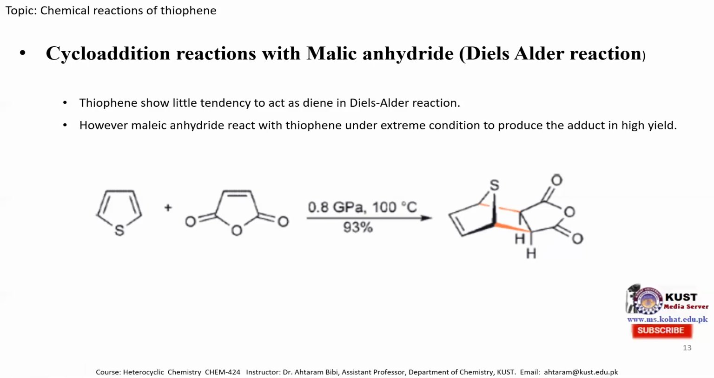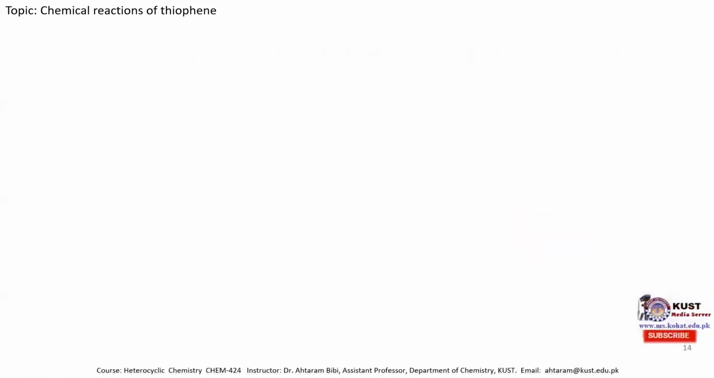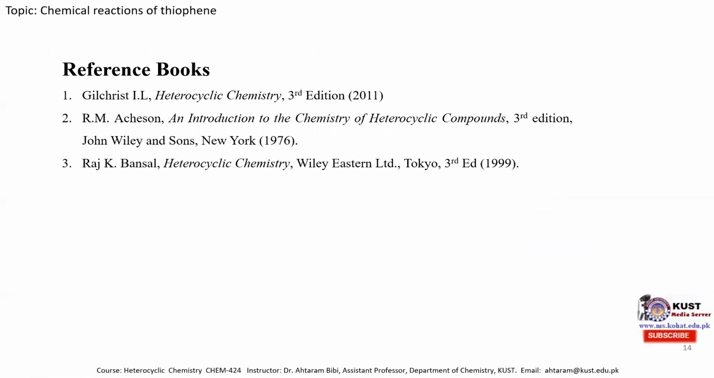So this is all about the chemical reactions of thiophene. In today's lecture, I have discussed the various chemical reactions of thiophene. I have discussed specifically the electrophilic substitution reactions: nitration, sulfonation, acylation, and halogenation, which includes chlorination, bromination, iodination. And then I have discussed the reaction with aldehydes and ketones, and then oxidation reaction and reaction with maleic anhydride to produce the Diels-Alder product. These are some reference books for further study. Thank you.